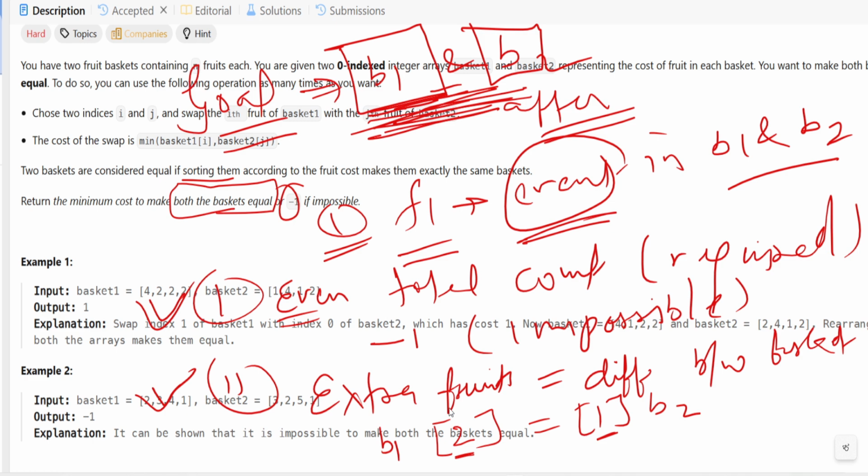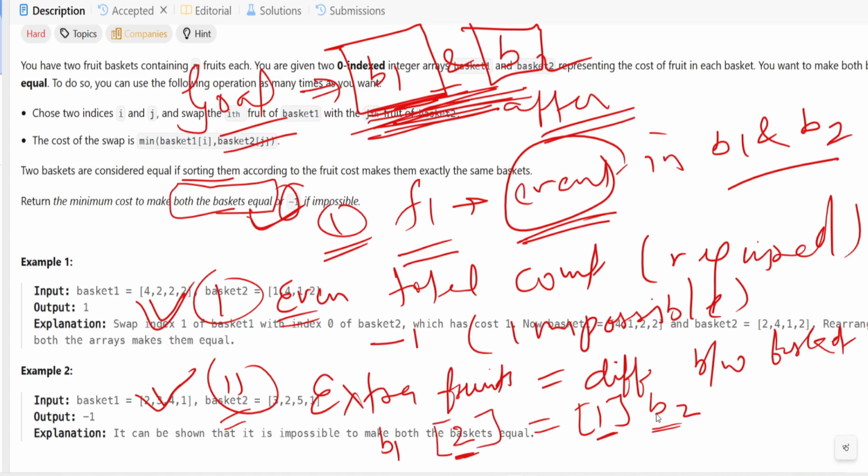After checking the total, that is done, what should we check? We should check the extra copies of each fruit. So in B1, 2 was coming 3 times, so the extra remaining is how many? It is 2, right? And in B2 it was 1. So we have to check how many extra copies we have. We need to swap these extras to balance it.